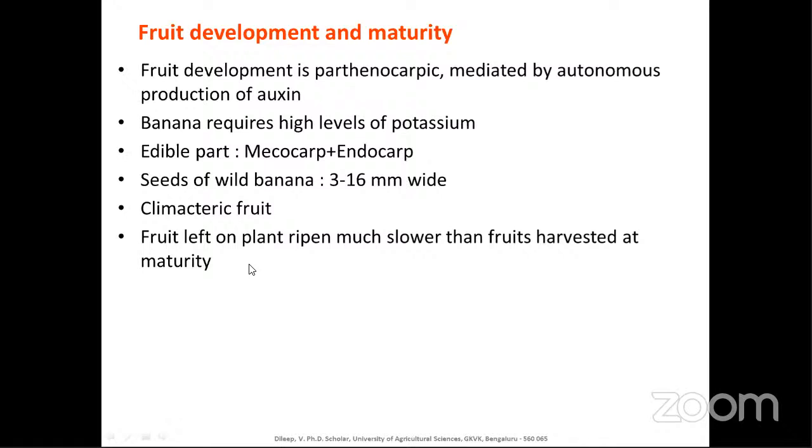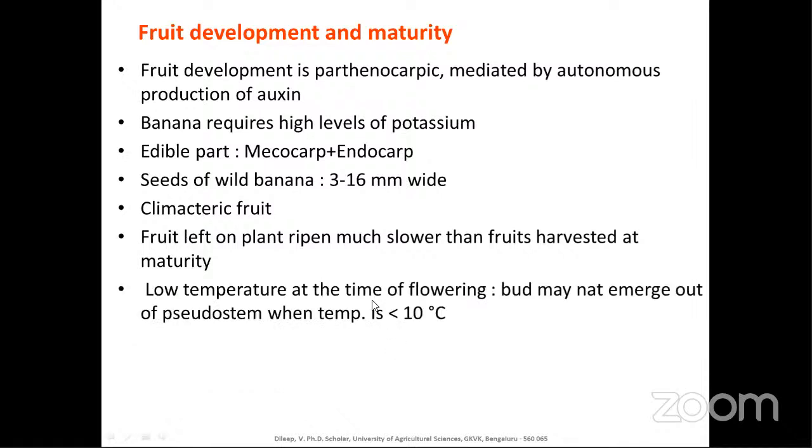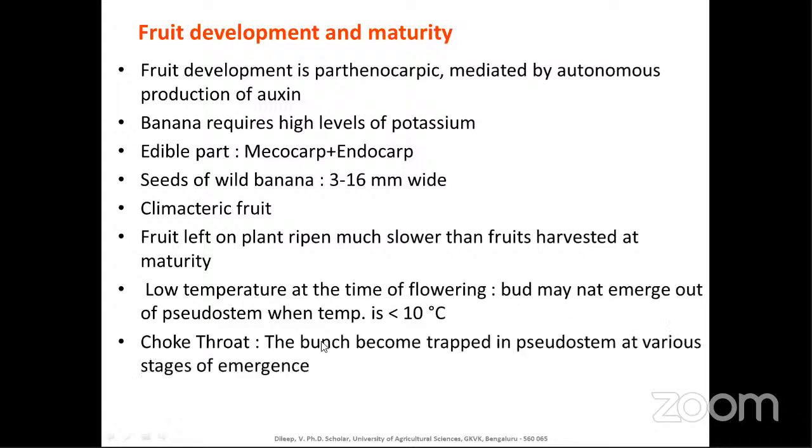So why does it ripen slower on the plant? Because of some inhibitors. That is due to hormones only. Okay, at that level it is not required. So moving forward, low temperature at the time of flowering, this is very important and has been asked many times, that is choke throat. Okay, so when there is a low temperature, less than 10 degrees, the bud may not emerge from the pseudostem. That condition is known as choke throat.